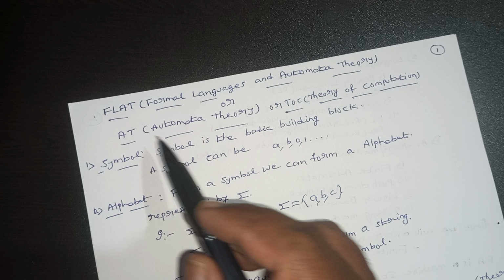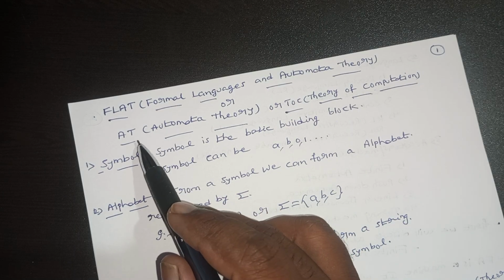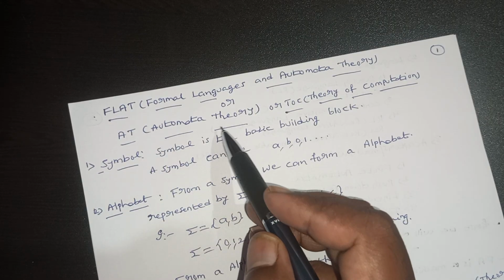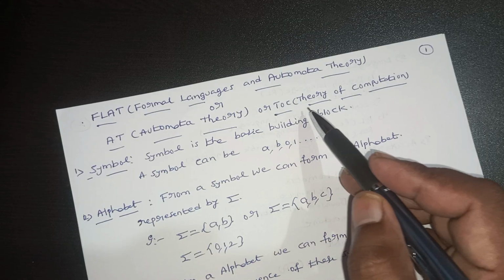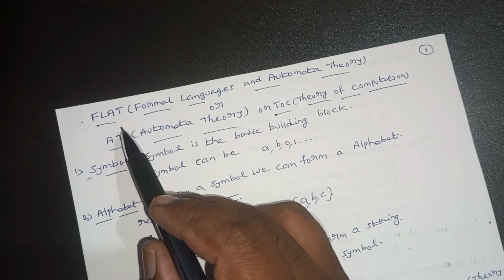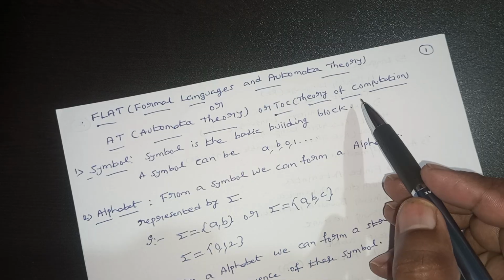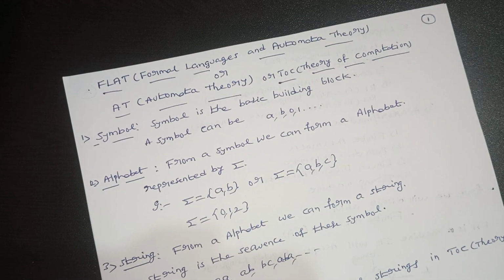Okay, now coming to the textbooks, some may simply give ATA. ATA means nothing but automata theory. Sometimes they call it TOC, meaning theory of computation. These are the subject names. So they may call FLAT automata theory or theory of computation. So this is a fully problematic subject. This is not a theoretical subject.